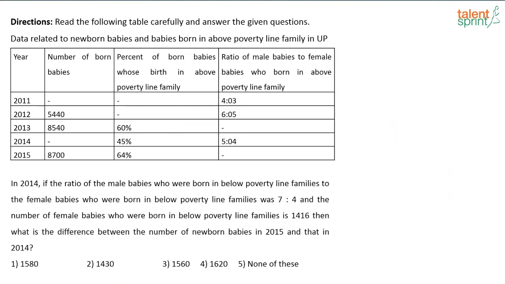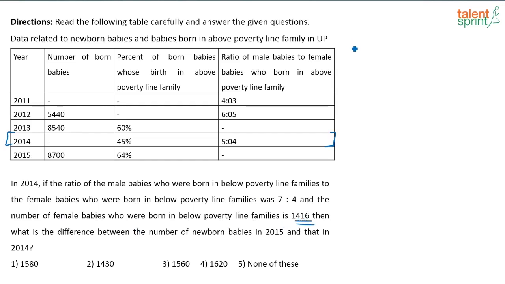Next one. In 2014, the ratio of the male babies who were born in below poverty line families to the female babies who were born in below poverty line families was 7:4. So which year are we considering? 2014. So let's try it. They have given the ratio of male babies born below poverty line to female babies below poverty line as 7:4. And the number of female babies who are born in the below poverty line is 1416.